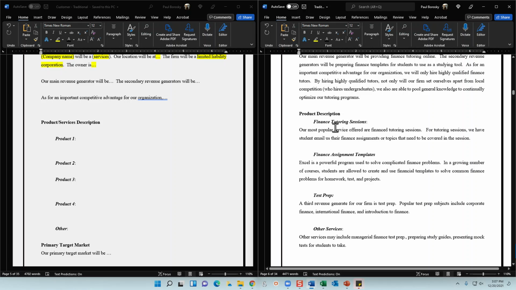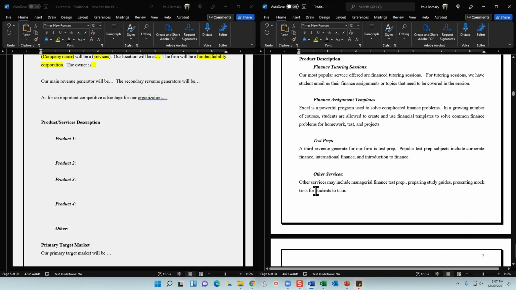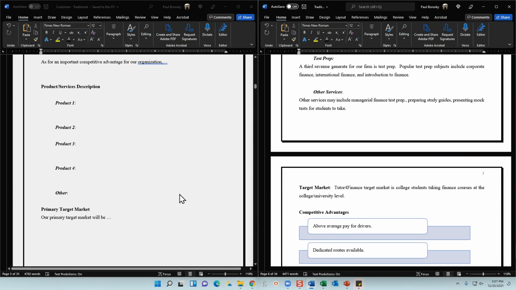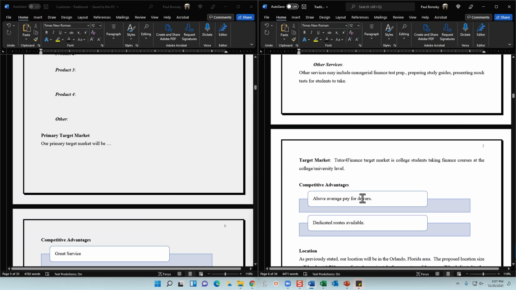For the product or services description, we're going to briefly talk about what you're going to be doing. I'll do up to 4 different products or services. If you've got additional products or services you'll be offering, then I might just include them in other services. But we don't want to blow this out of the water and make it very disproportional for the product descriptions. Target market, I'm going to introduce your target market and then briefly explain why we selected that target market.